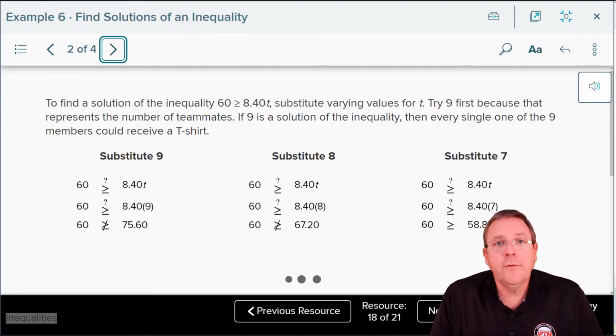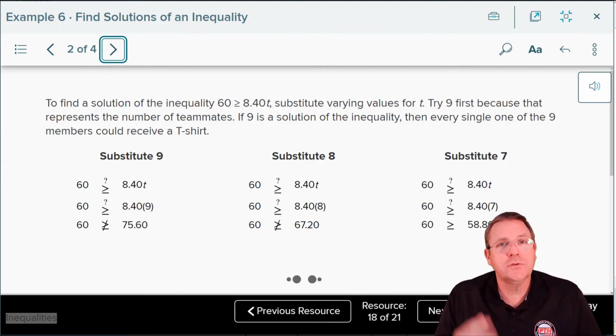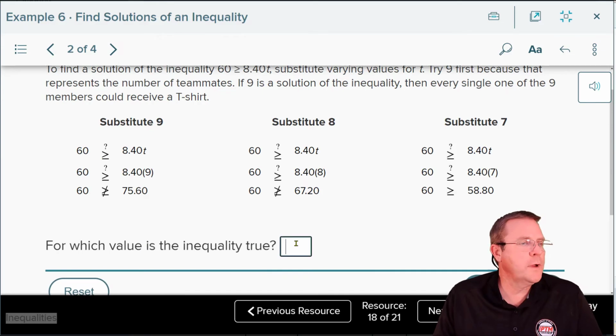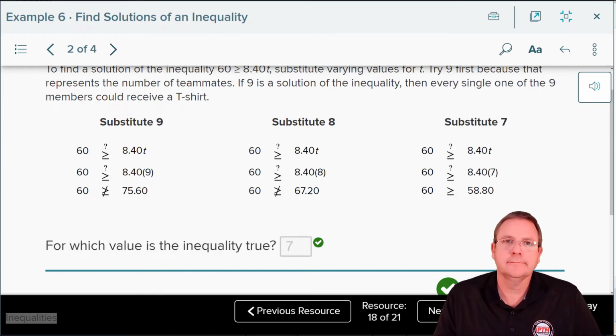That works great if you want to do all that math, and it's probably a good thing to show all that math. But it's also nice to be able to just use some real quick mental math to get a ballpark answer to see if it's where we want it to be. In the end, though, which value for the inequality is going to be true? Well, that's going to be 7, the only one that gives us a correct answer.